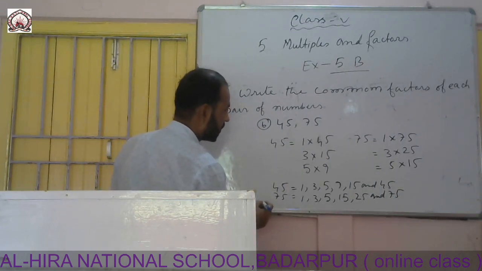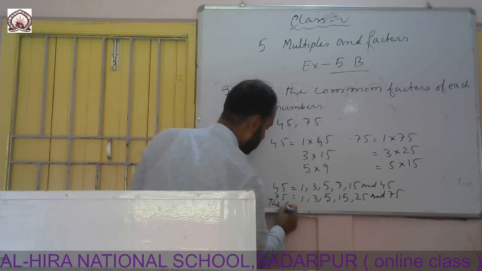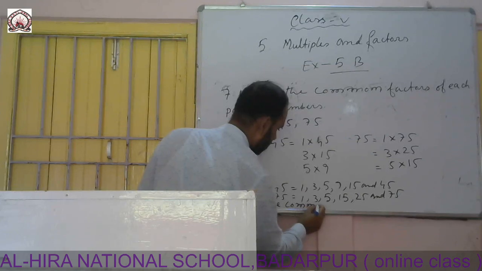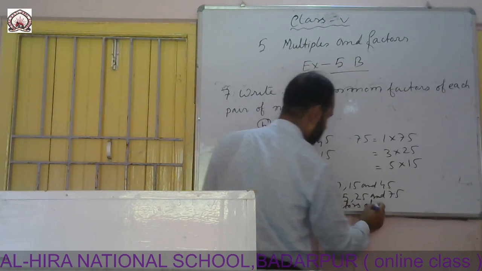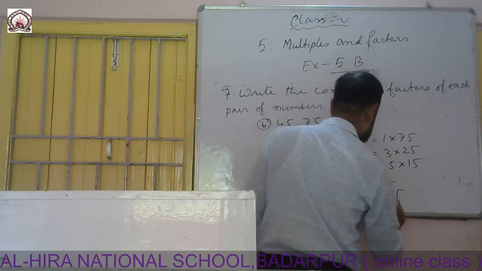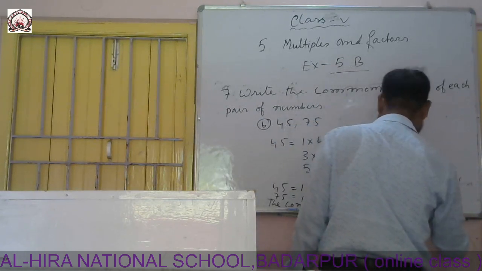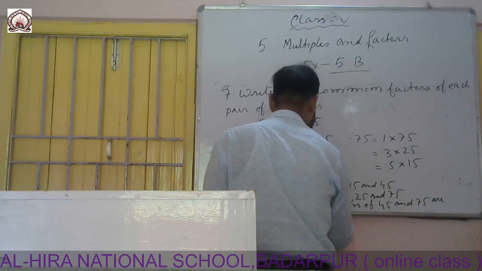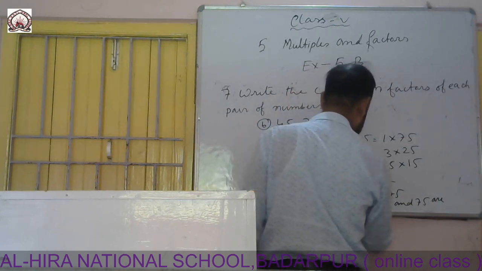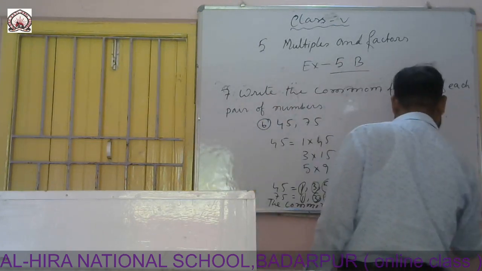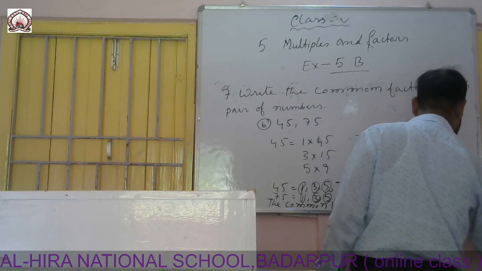Therefore, the common factors of 45 and 75 are: 1 common, 3 common, 5 common and 15 common. So 1, 3, 5, 15.